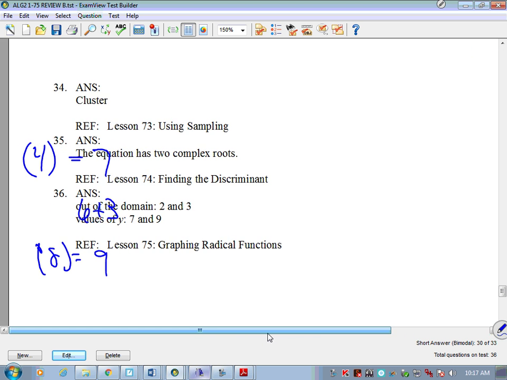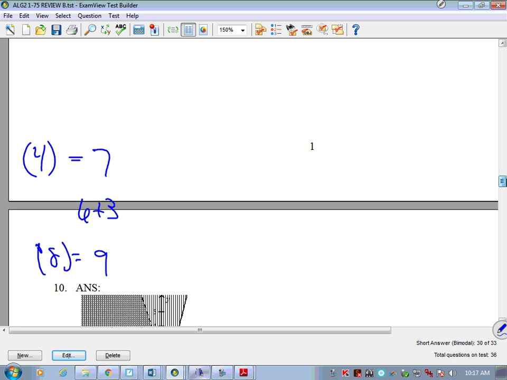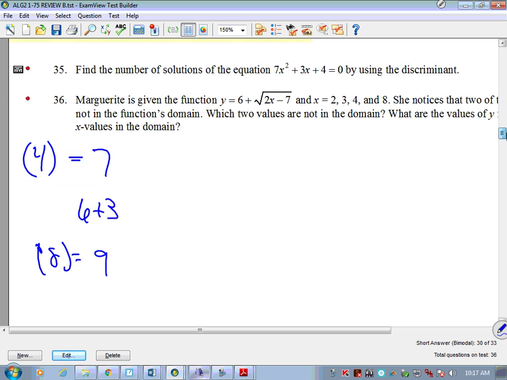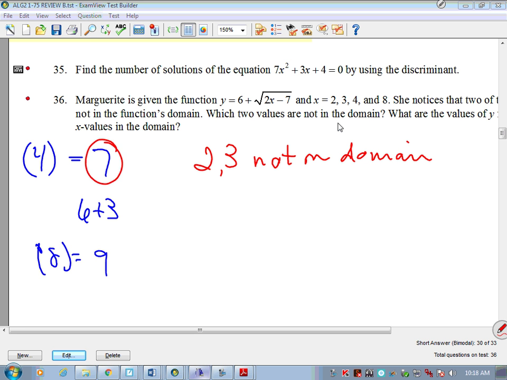36. Out of the domain 2 and 3, values 7 and 9. Okay, so we got 7 and 9. So I think what they're saying is which 2 don't work. Which 2 values are not in the domain? That's why we're saying 2 and 3 are not in the domain. And then it says what are the values of the ones that are in the domain? 7 and 9. Okay, does that make sense?